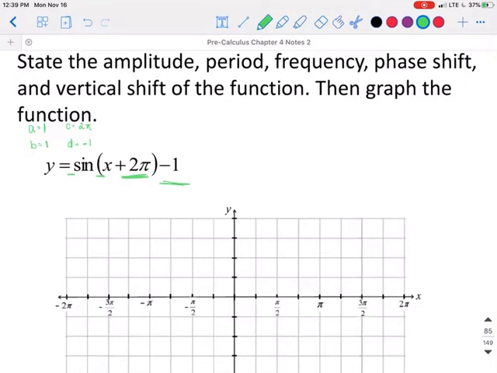To find the amplitude, remember the amplitude is just your a value. And in this case, that will be 1. So that means once you find your midline, your graph will go up 1 unit above and 1 unit below. Our period is 2 pi over the absolute value of b, which in this case will be 2 pi over 1, or just 2 pi.